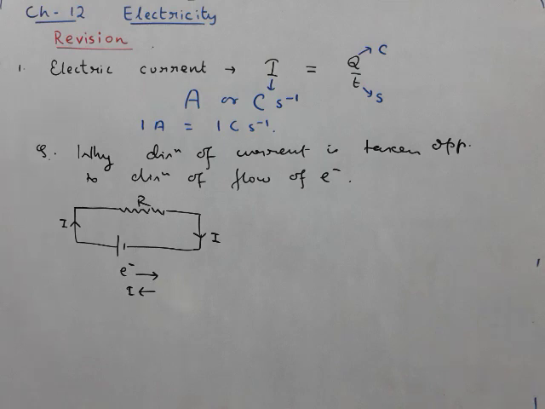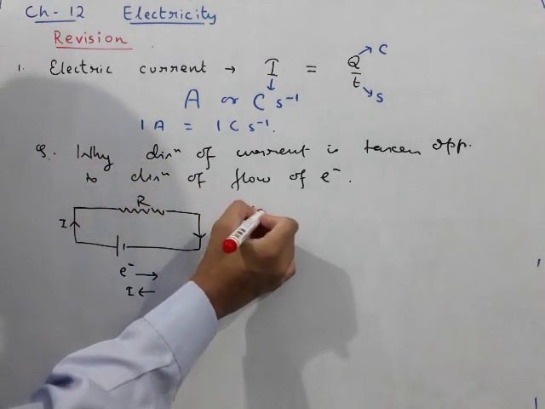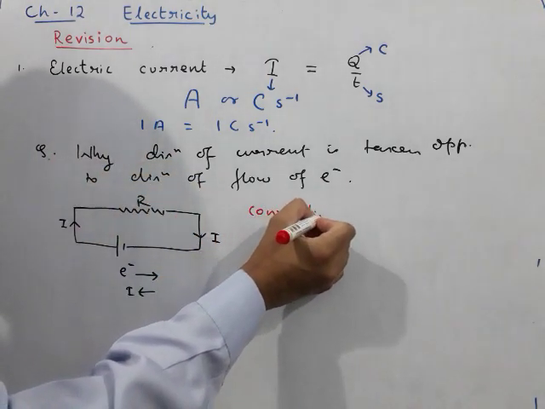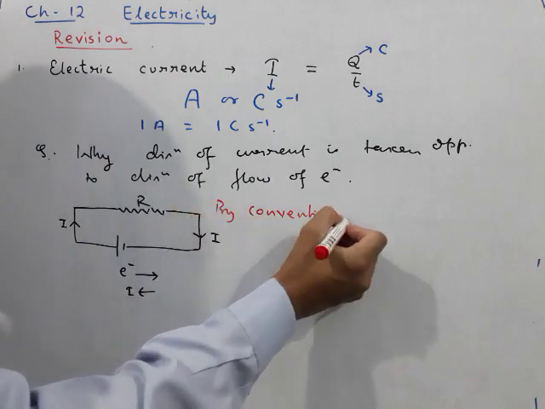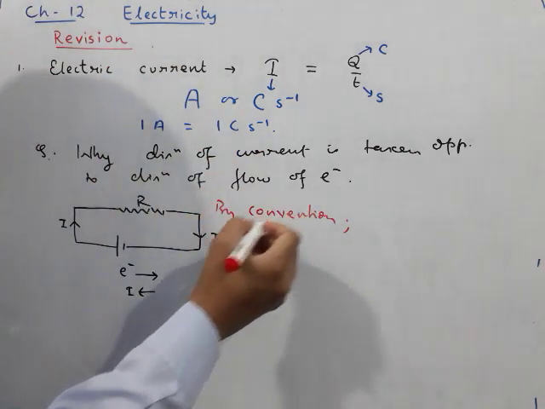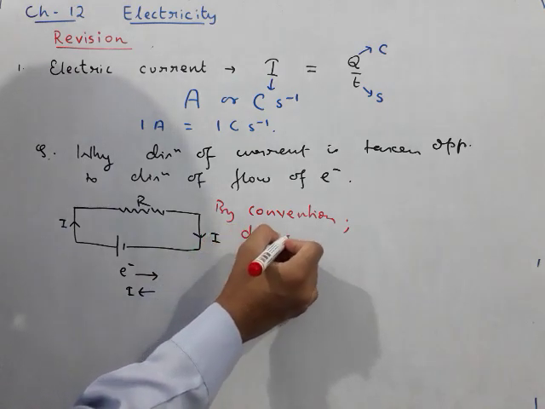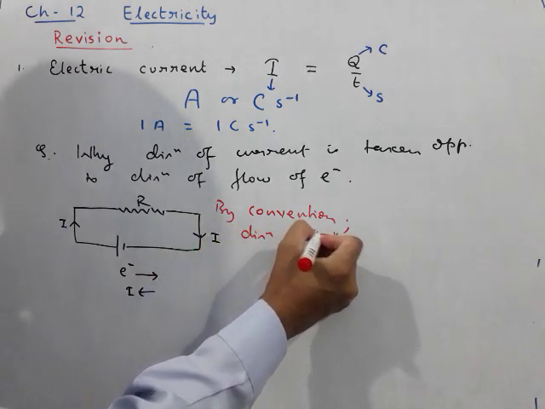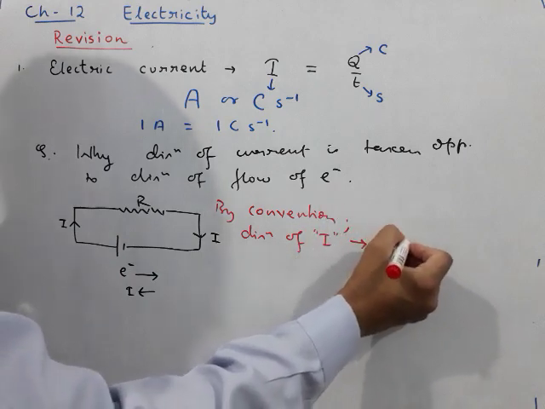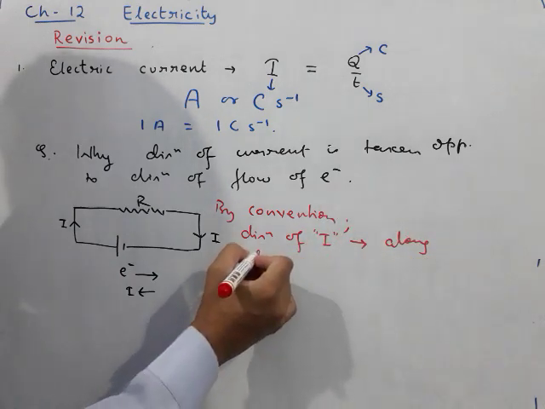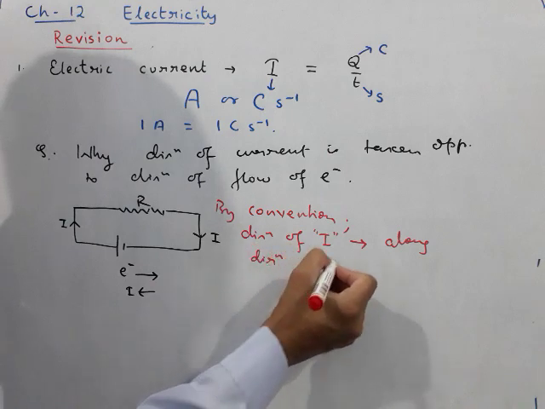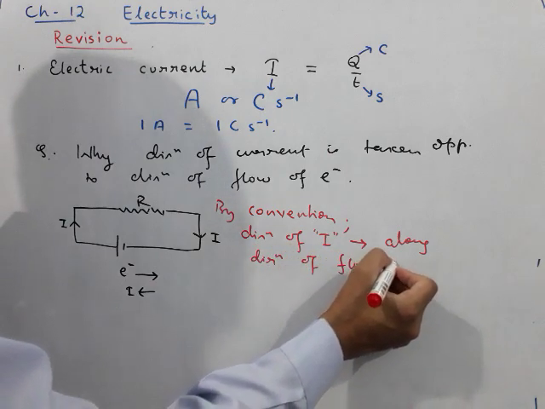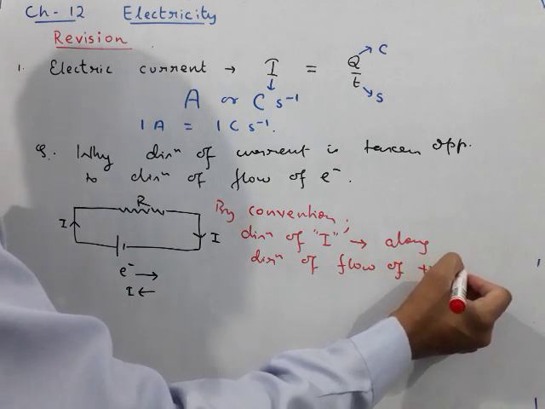Now what I mean by saying so is that it is a matter of convention, students. Actually, it is just a matter of convention that we say that by convention, direction of current is along the direction of flow of positive charge. Now nobody can answer you why.